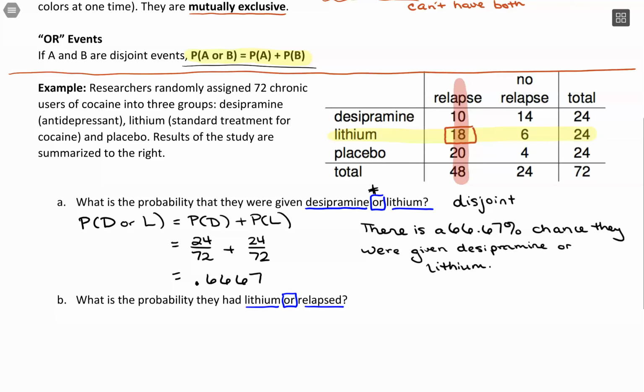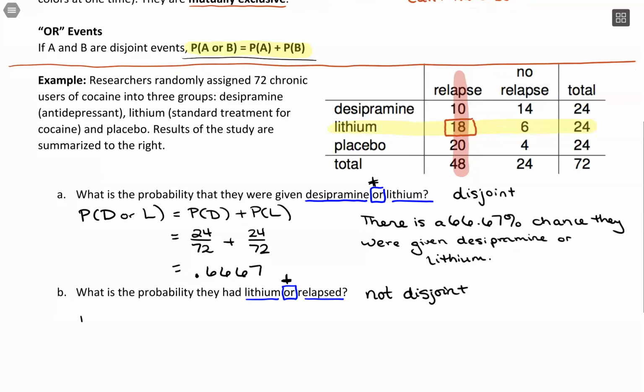So with this, where we're going to be using our addition rule, we need to keep in mind that this is not disjoint. It is possible to have both. So with that, let's see how our rule changes. So we're looking for this probability of lithium or relapsed. Now, if we go the route of our old rule, what we would be doing is adding our probabilities. So we would take how many were in the lithium group, 24 out of the 72, plus the relapse group, which there were 48 out of the 72.